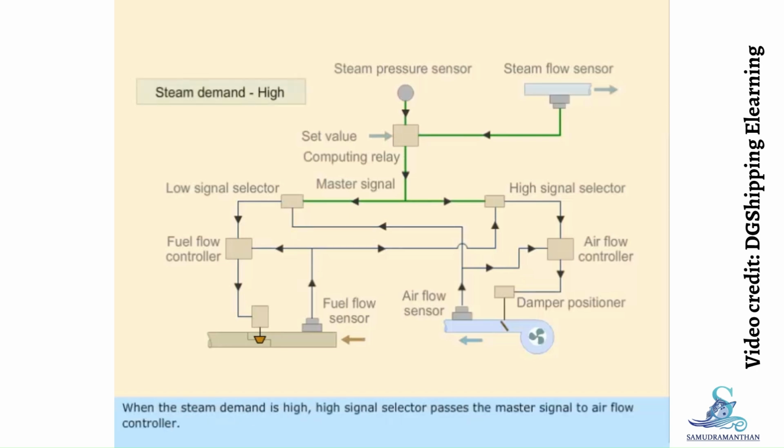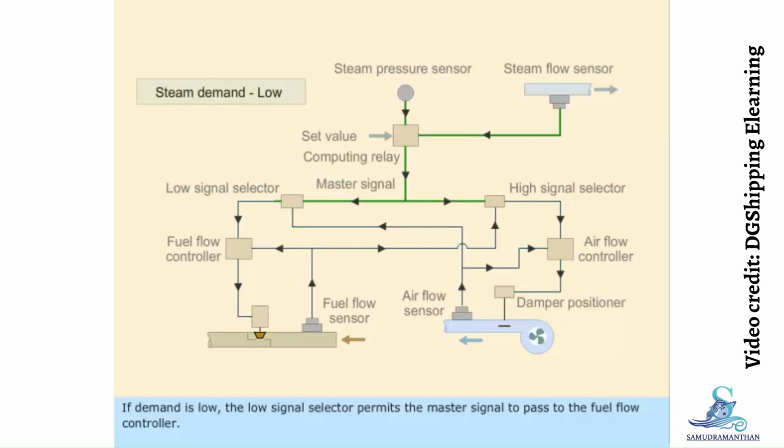When the steam demand is high, the high signal selector passes the master signal to the airflow controller. The airflow controller increases the airflow by adjusting the damper position. As the airflow increases, the airflow sensor transmits the signal to the low signal selector and airflow controller. The master signal passes to the fuel flow controller to increase the flow of fuel by adjusting the fuel valve position.